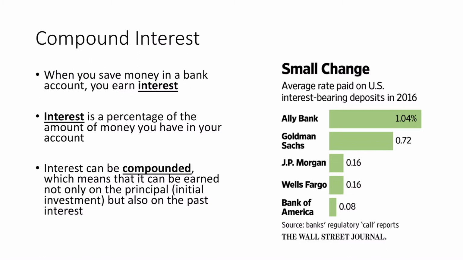So interest can be compounded. You can earn money as interest based on the principal, which is your initial investment, but also on past interest. And so that's the idea of compound interest. You're getting interest on your deposit as well as the interest that they've given you.